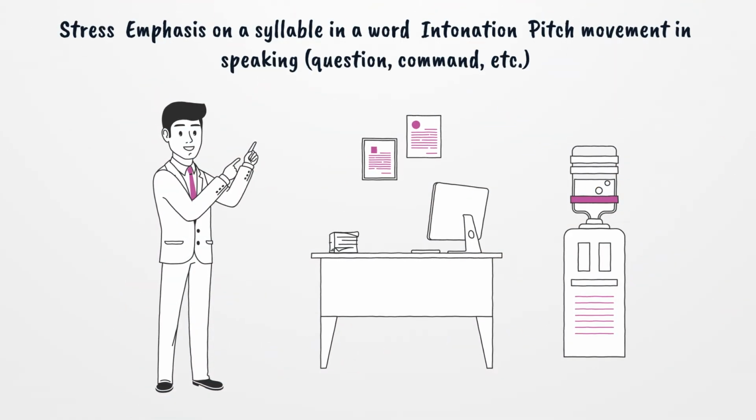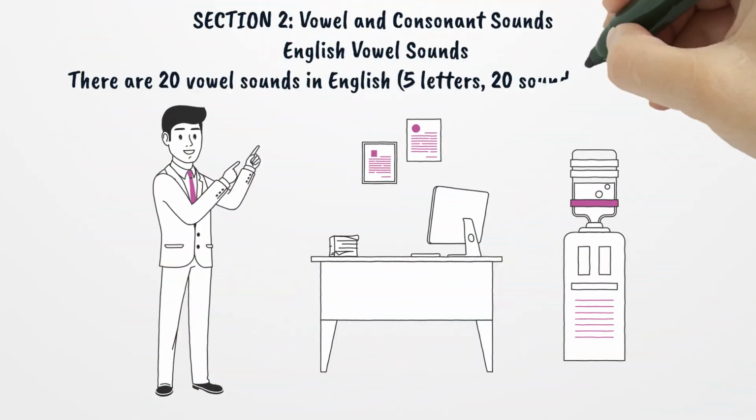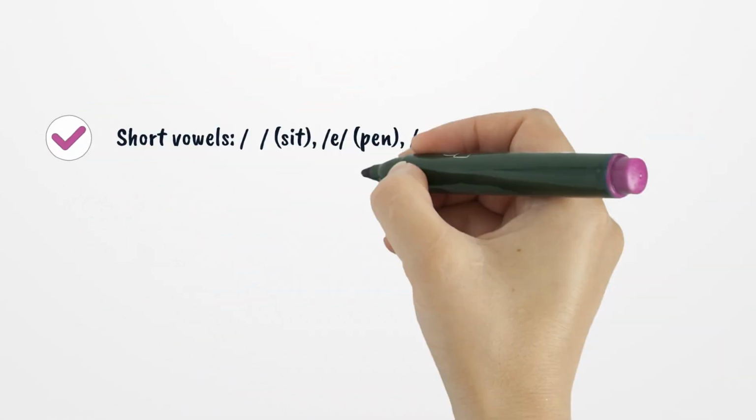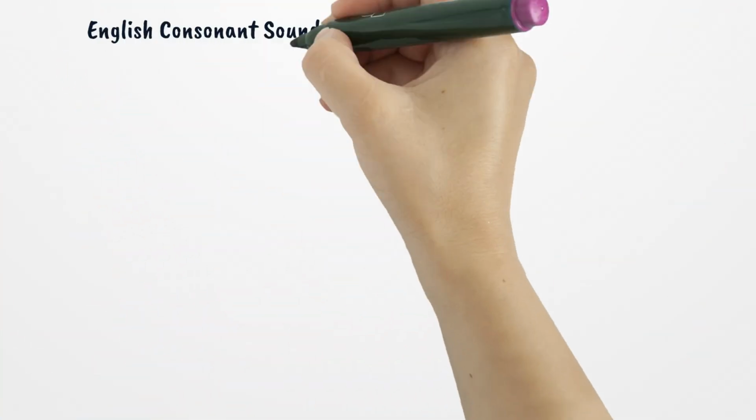question, command, etc. Section 2. Vowel and consonant sounds in English. Vowel sounds. There are 20 vowel sounds in English, from 5 letters, including short vowels: /ɪ/ as in sit, /e/ as in pen, /æ/ as in cat. Long vowels: /iː/ as in seat, /uː/ as in food. Diphthongs: /aɪ/ as in like, /eɪ/ as in say, /əʊ/ as in go.